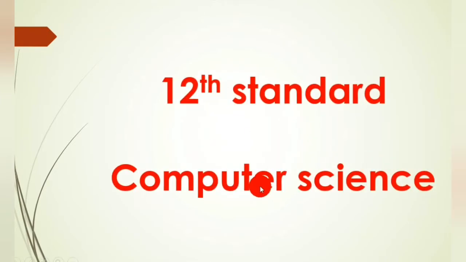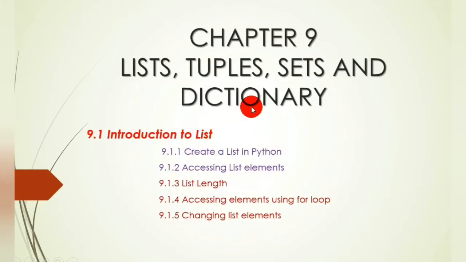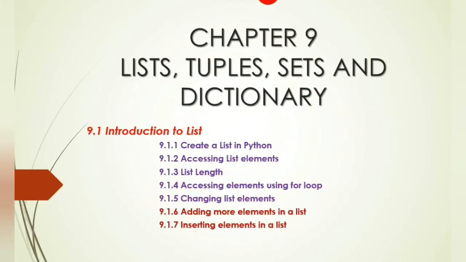Good morning students. In this video class we are going to discuss 12th standard computer science chapter 9: list, tuples, sets and dictionary. In this lesson we already covered 5 topics: how to create a list, how to access elements in a list, the purpose of the list length function, how to access all the elements in a list by using loop statements, and how to change the elements present in the list.